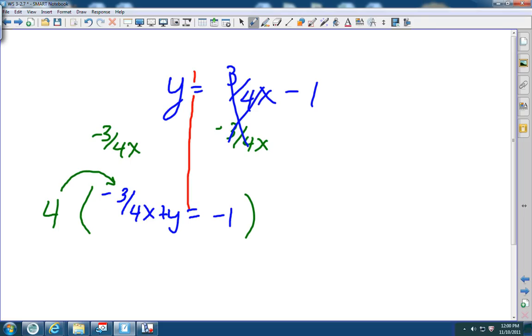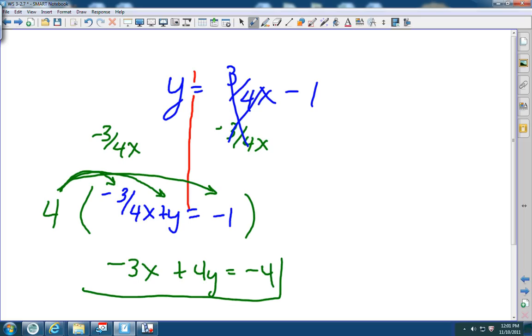When I take 4 times negative 3/4, that just makes the 4's cancel out. And I get negative 3x, 4 times y, plus 4y, 4 times negative 1, and that's negative 4. There's my equation in standard form. Okay, now let's look at our worksheet.